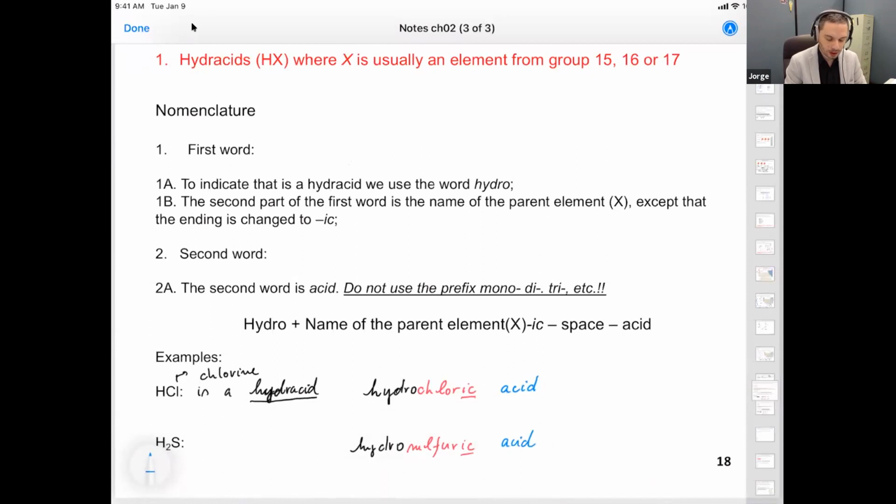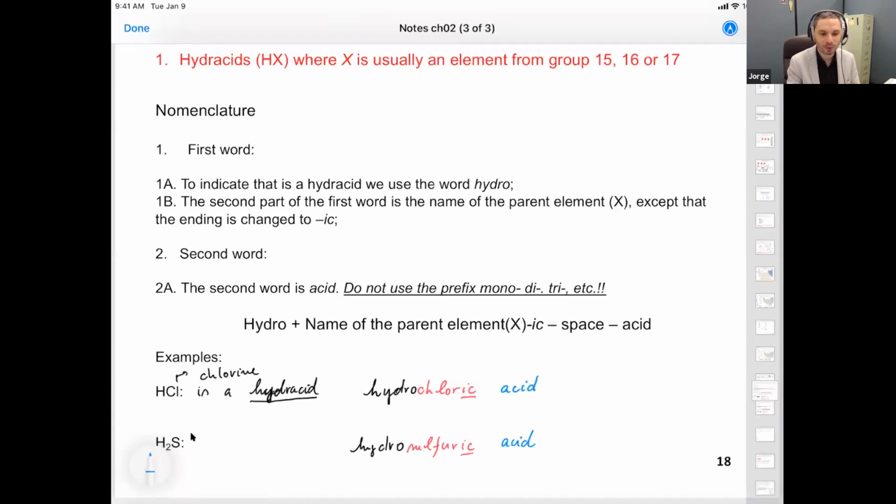Okay, so one thing you have to pay attention to. Sometimes you will see HCl as hydrogen chloride. Hydrogen chloride is HCl in the gas state. However, when we have HCl dissolved in water, that will receive the name of hydrochloric acid. Okay, so attention to that.